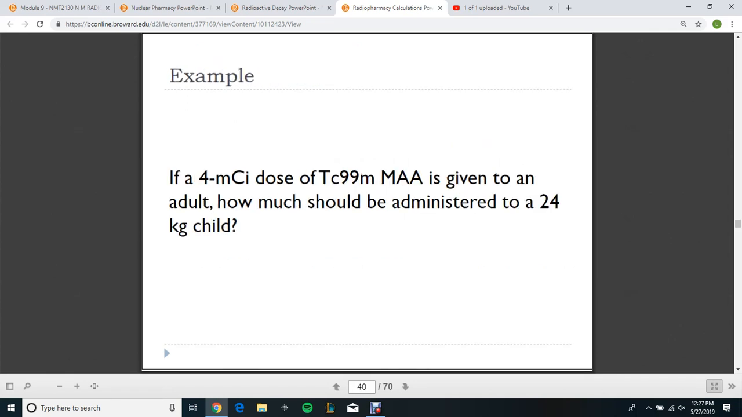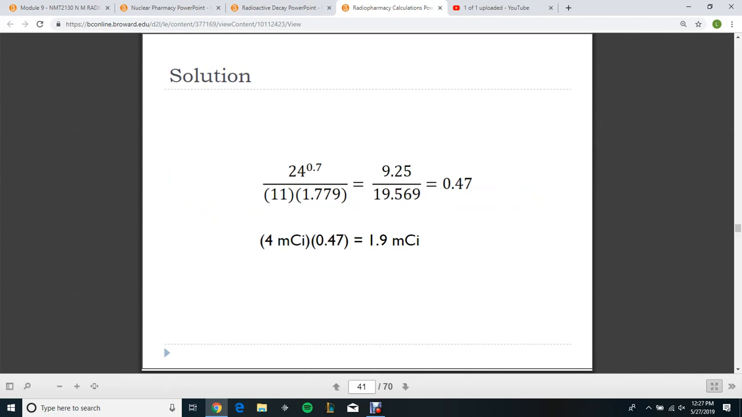So if a 4 millicurie dose of technetium-99m MAA is given to an adult, how much should be administered to a 24 kilogram child? So you take the 24 and you figure the amount with a 0.7 exponent. You get the 9.25, and then you're going to divide that by the 19.57, which is equal to 0.47. So then you take the 4 millicuries for the adult dose and multiply that by the 0.47, and you're going to end up with 1.9 millicuries for the child dose.